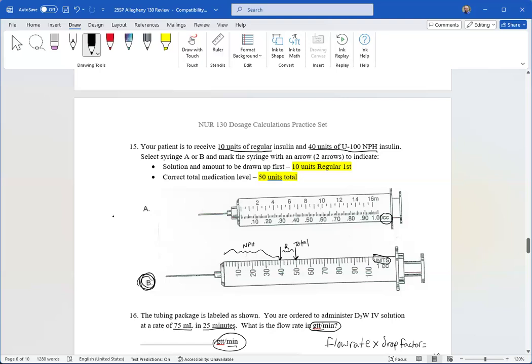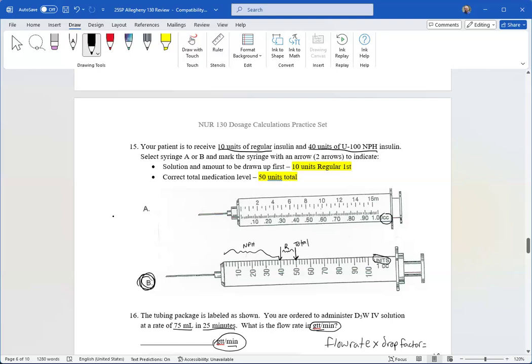So maybe the total is 80, regular's 30, and the NPH is 50. You would just change your marks accordingly. Like, I usually just take 10 away from the total, or I would just mark where the 40 units would be, or the 50 units if we're doing the 80 unit mechanism. But that's how you would label that syringe.